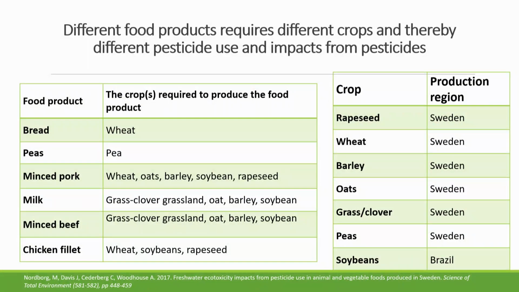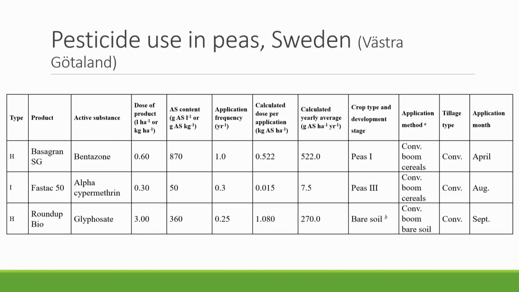So we did this for a study where we looked at 6 different food products: bread, peas, minced pork, minced beef, milk, and chicken fillet. And we calculated emissions based on the circumstances for Västra Götaland, where all these crops are grown, and also for soybeans, which were imported from Brazil, which is normal here in Sweden.